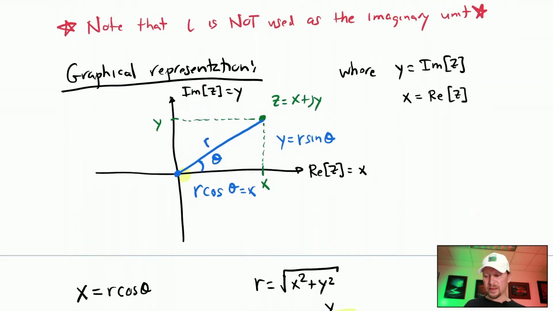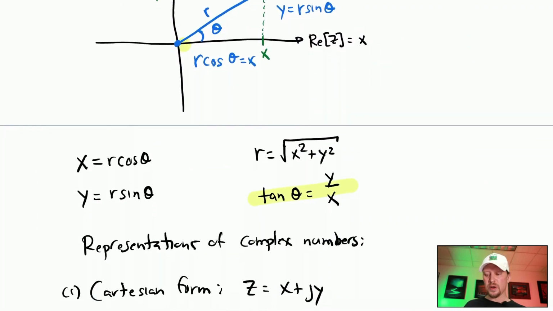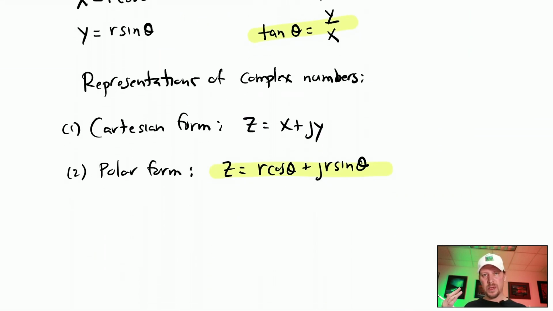But you should get at least a little bit of practice in working with some of these complex numbers, going back and forth between the Cartesian form and the polar form, because it's going to be important to be able to do later on.